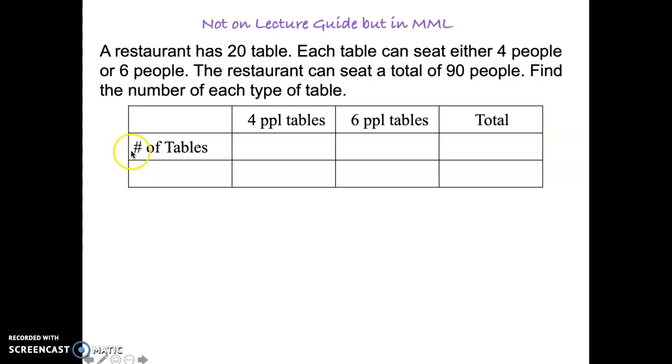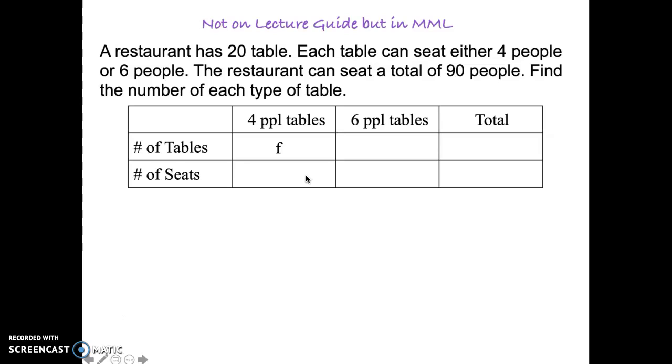I want to know the number of tables that we have. We have 20. And they tell me the total number of people that will fit in the restaurant, or total number of seats. Number of seats represents number of people.